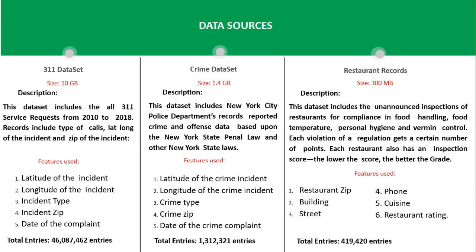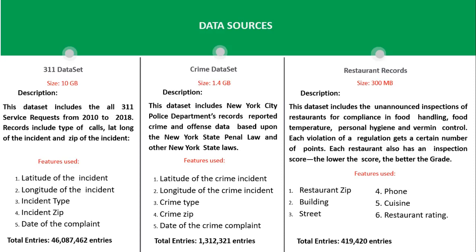These are the data sources. As you can see, we have 311 calls, which is about 46 million entries. The crime data set, the NYPD crime data set, is only about 1 million. And the restaurant record is about 419,000 entries.